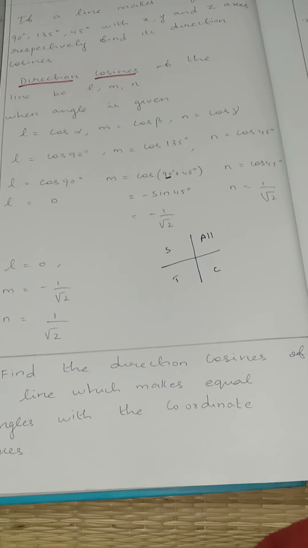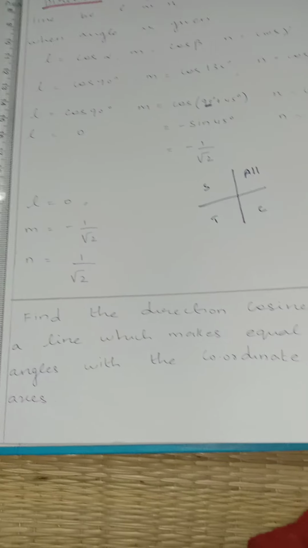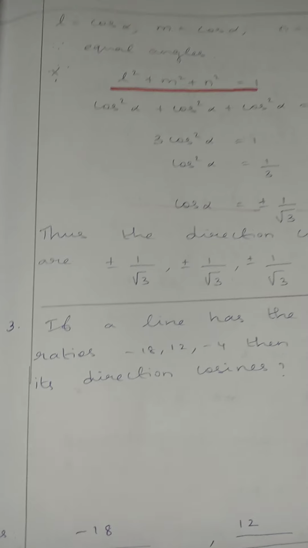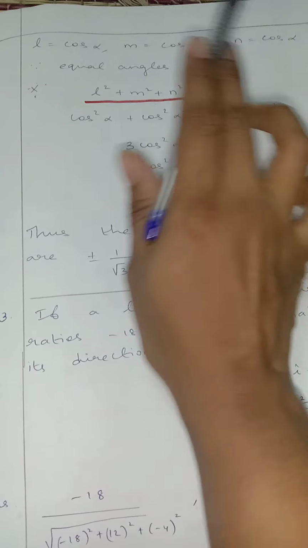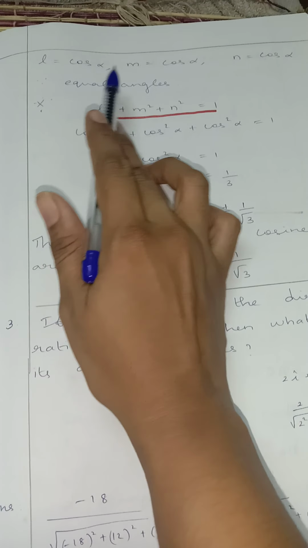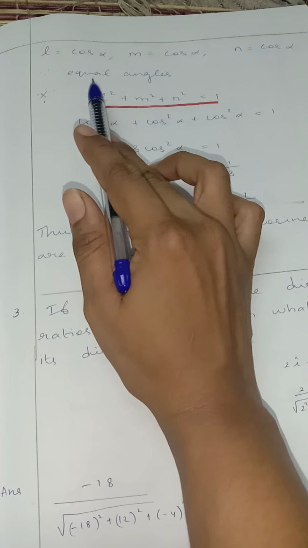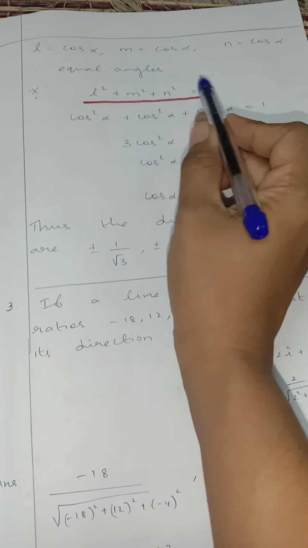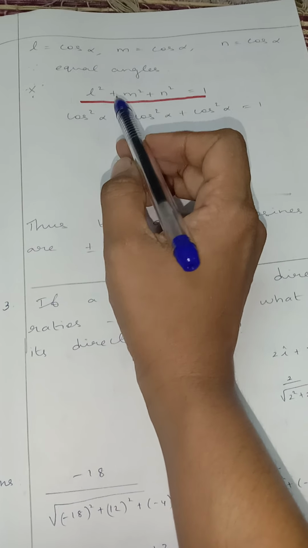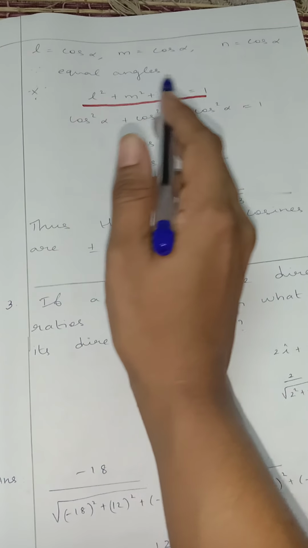Okay, so now the second question: find the direction cosines of a line which makes equal angles with the coordinate axes. What is the meaning of equal angle? That is alpha, beta, gamma are the same. That is L is equal to cos alpha, M is equal to cos alpha and N is also cos alpha. It's given they are equal angles. And you all know this condition, in vectors itself we have this, right? L square plus M square plus N square is equal to 1. It's a very important condition which will be used for 1 marks.